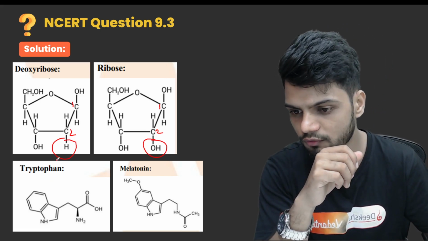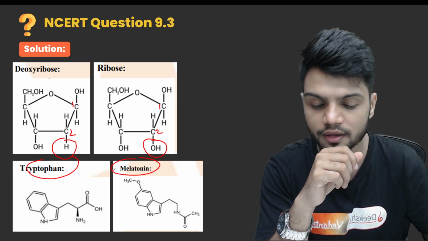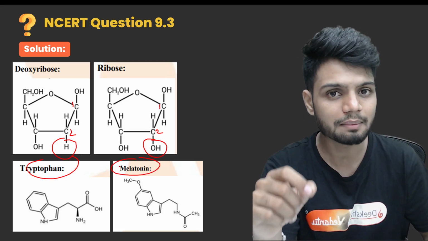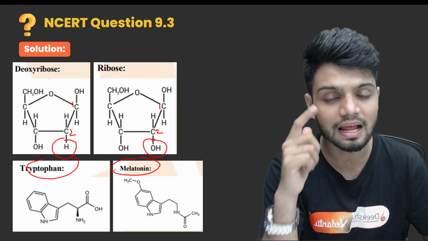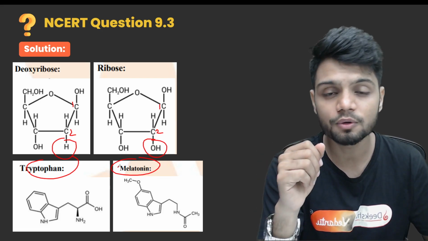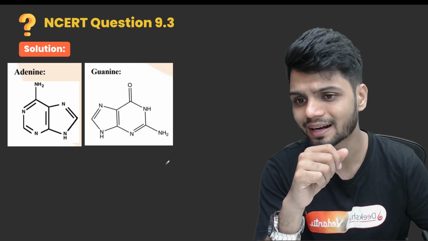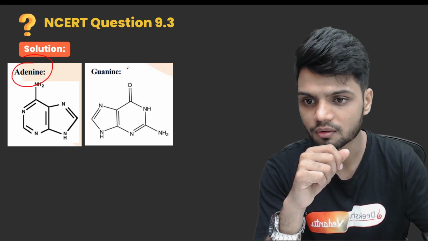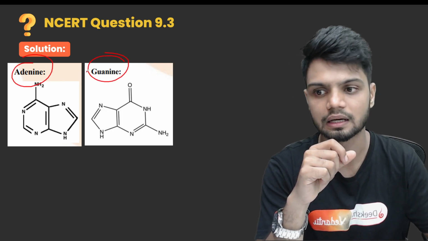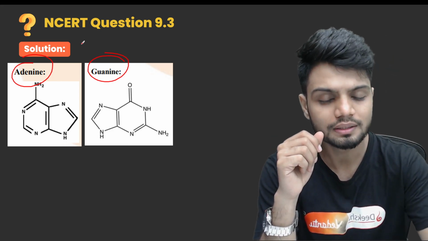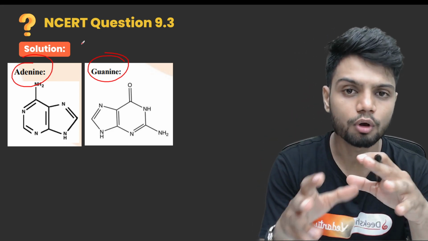Then we also have tryptophan and melatonin, which is a hormone. The same melatonin which is produced by your pineal gland, which regulates the diurnal cycle, that is, the sleep rhythm, right? Then we also have adenine and guanine, which are part of your DNA. These were the 10 different small molecular weight structures.